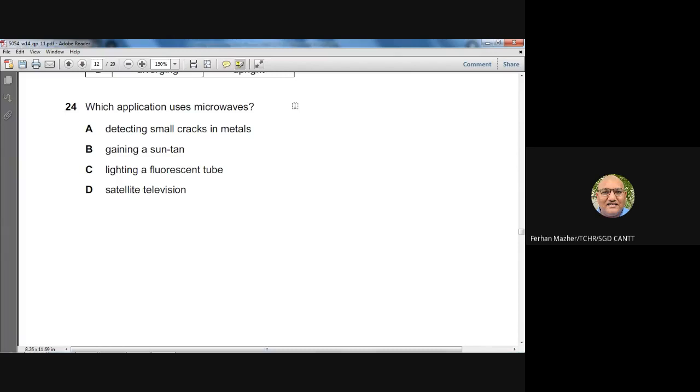Which application uses microwaves? Microwaves are used in satellite television. A very simple fact which you should remember. Satellites use microwaves. D is the option.